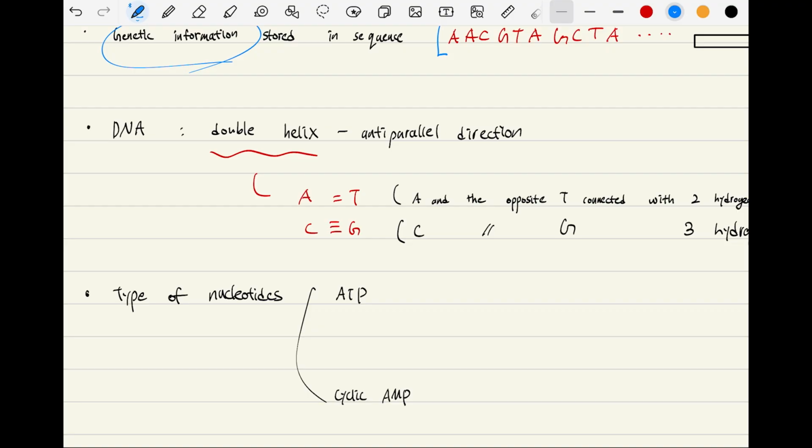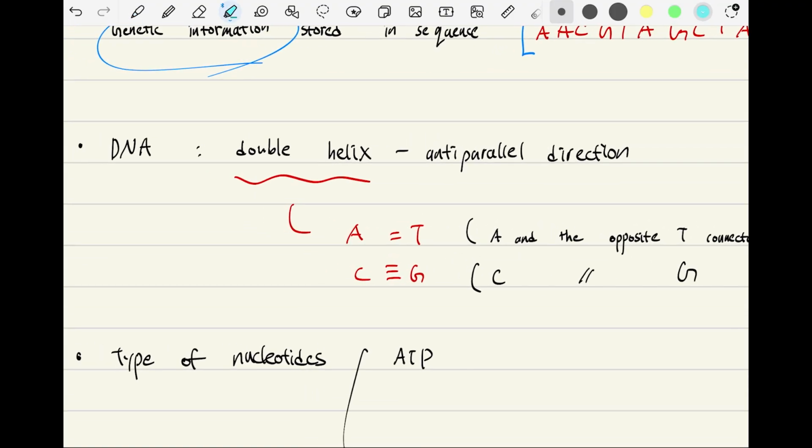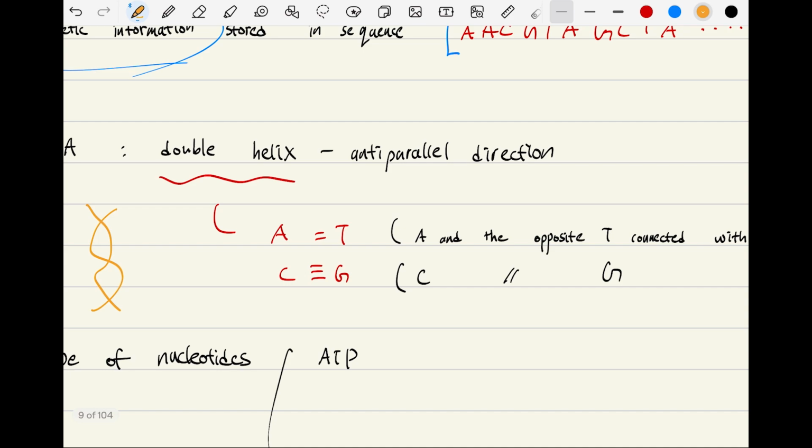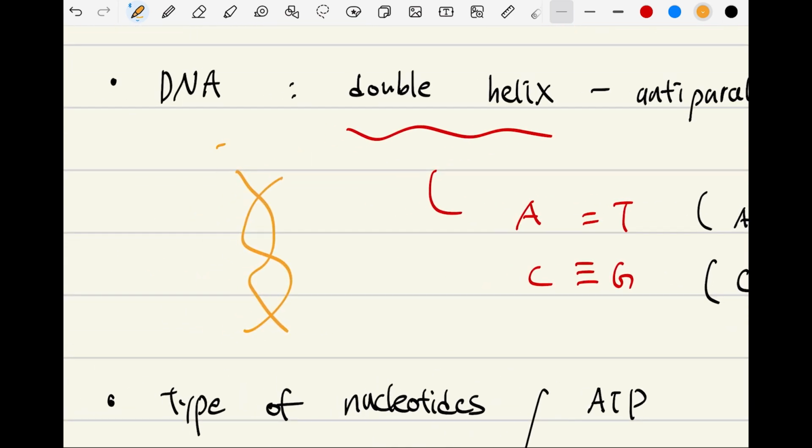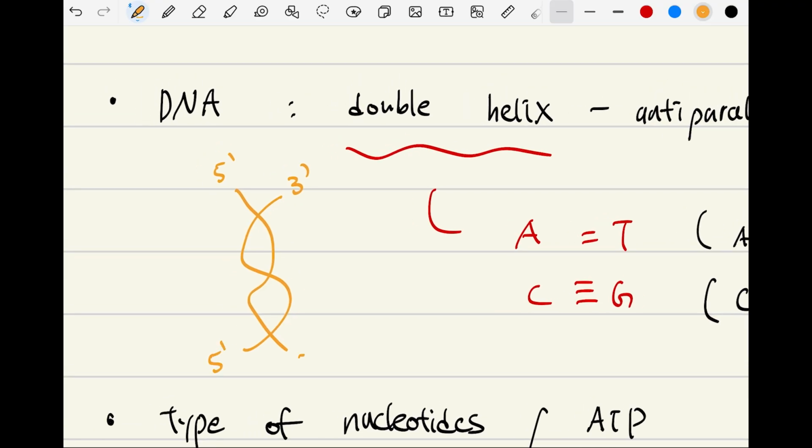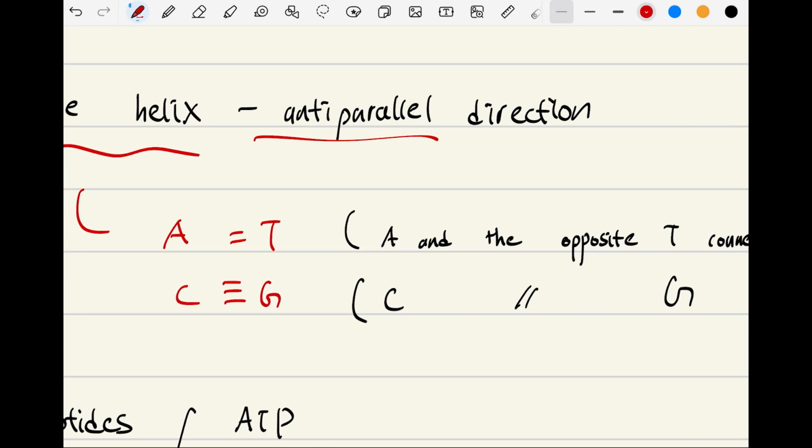So now let's talk about DNA. DNA is a double helix structure, which means that it's made of something like this. And it's in an anti-parallel direction, which means that this part will be 5 prime, 3 prime, and this will be 5 prime and 3 prime. This one goes from 3 prime to 5 prime, and this one goes from 5 prime to 3 prime. That's what is meant by anti-parallel structure.